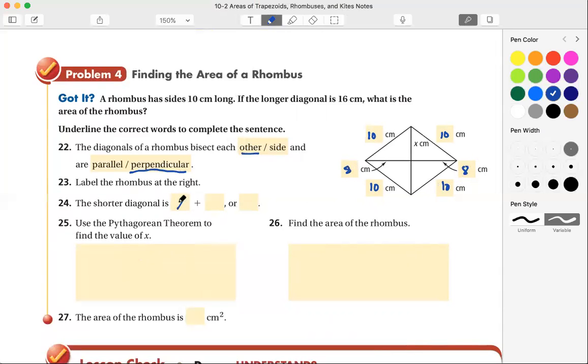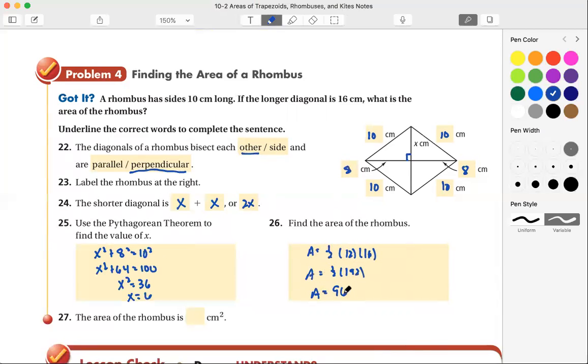The shorter diagonal is x and x, or 2x. So we're going to use the Pythagorean theorem. We have x squared plus 8 squared equals 10 squared, because each one of these is a right triangle. So x squared plus 64 equals 100. Subtract 64, and we get x squared equals 36. So x equals 6. Therefore, the area of the rhombus is 1/2 the product of the diagonals, 12 times 16. So A equals 1/2 of 192. So A equals 96. The area of this rhombus is 96 centimeters squared.